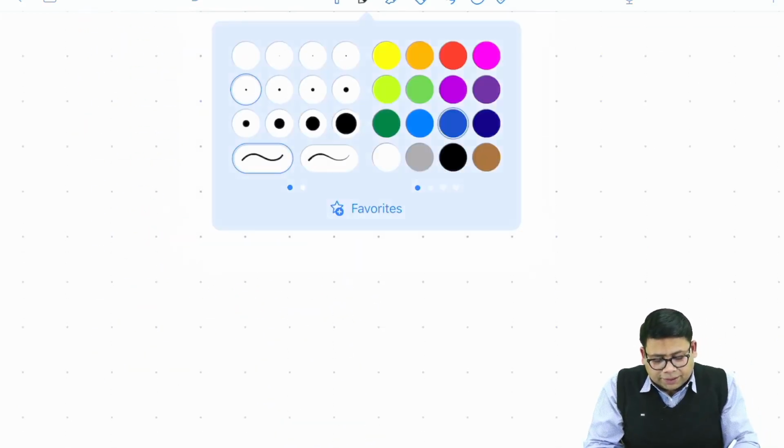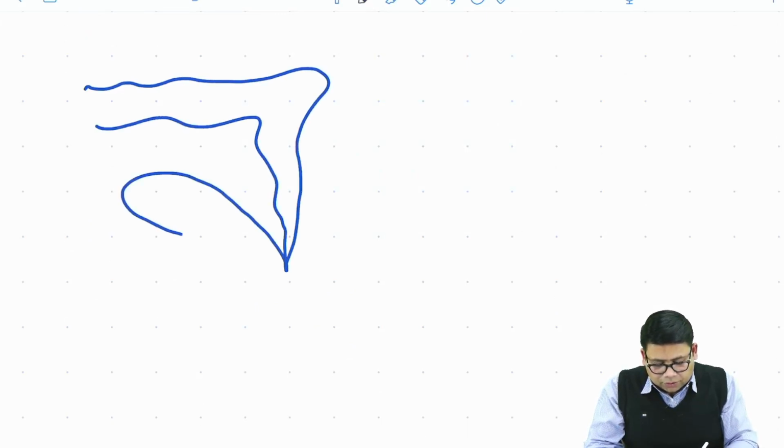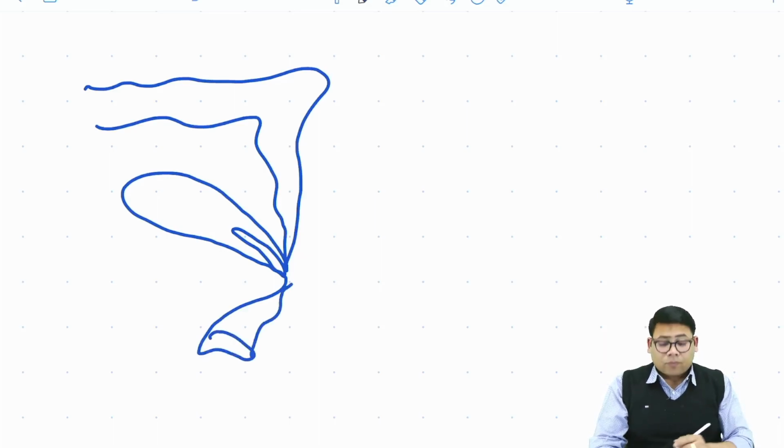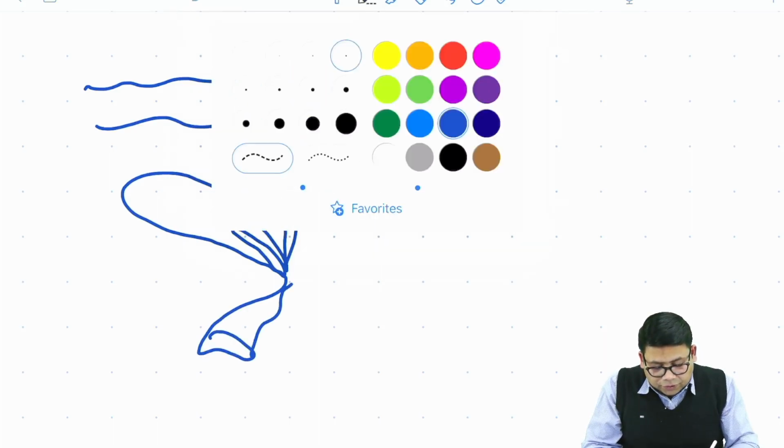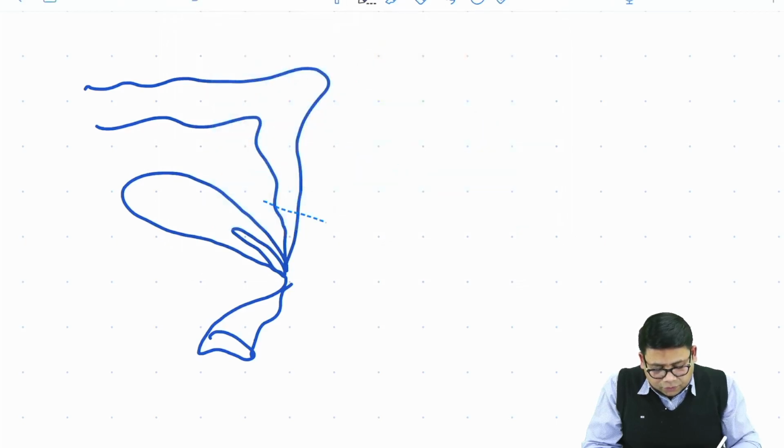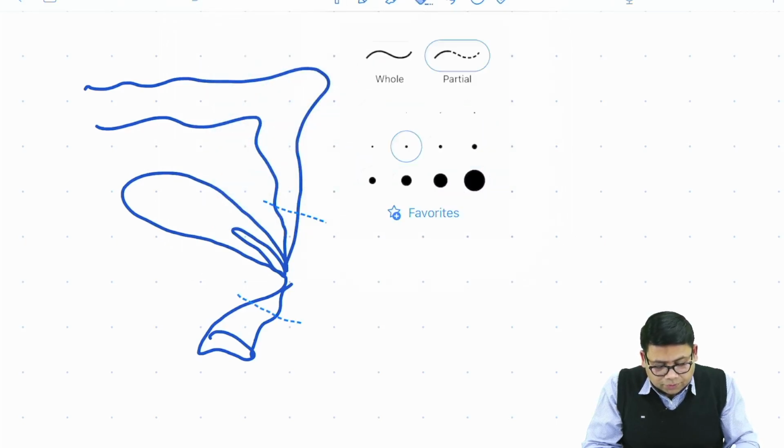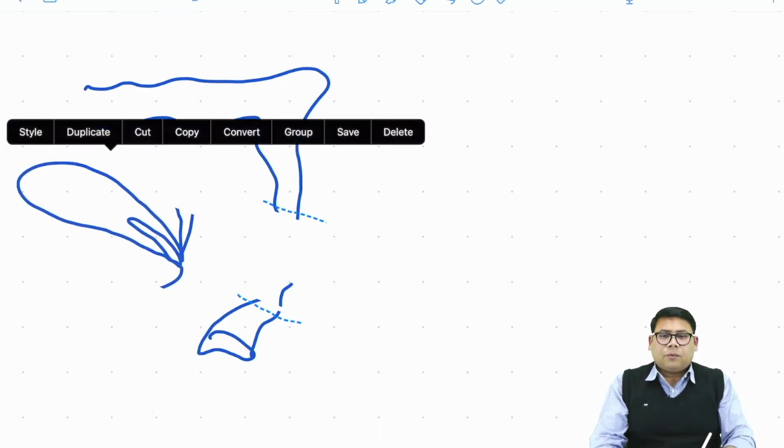So, let us simply take this image as an example. This is the sigmoid volvulus that we have. The first task, as I have already told you, is the resection. So, we are going to do the resection. Let me do some resection for you. This is the resection which has been done. So, the portion is out.